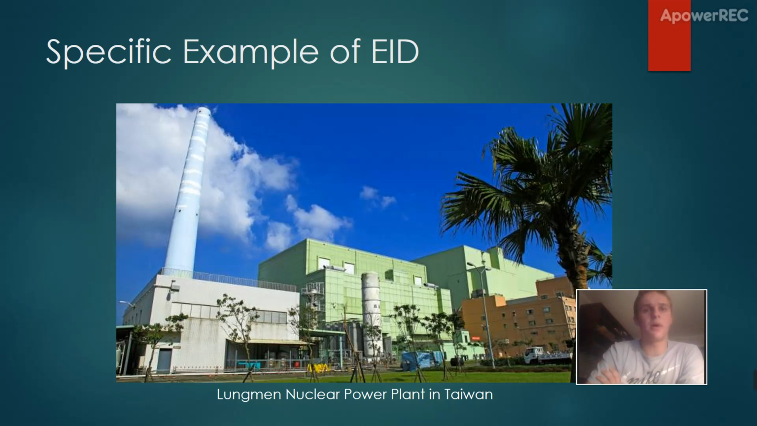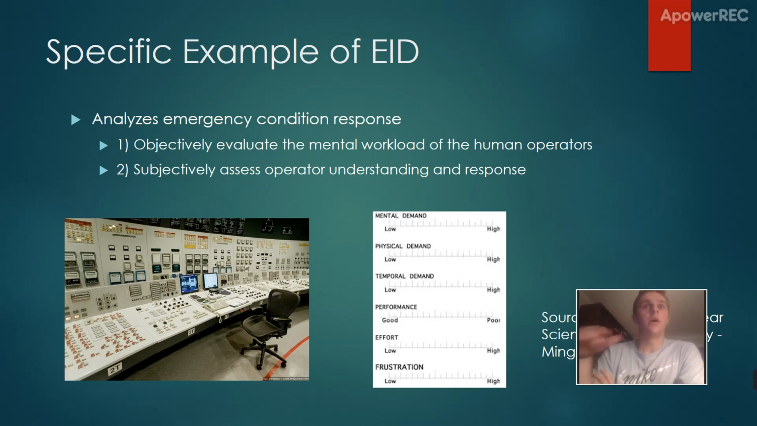So a specific example of an EID usage is at the Lungmen nuclear power plant in Taiwan. In this nuclear facility, there's a huge button display area. What they use EIDs for is to analyze emergency condition response. So they use two different EIDs. One is to objectively evaluate the mental workload, and the second is to subjectively assess operator understanding. At this nuclear facility, there could be potentially devastating consequences, and because of that, they use EIDs to break down this large button display complex system to understand it and react more appropriately and more effectively.